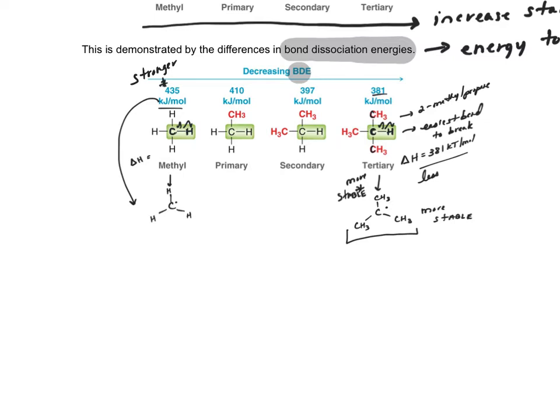Because it requires more energy to break it. But it also tells you about the stability of the product. So if the bond is stronger, then the product is less stable, because it's going to require more energy to form it, whereas the lower the bond dissociation energy, the weaker the bond overall, but the more stable the product.